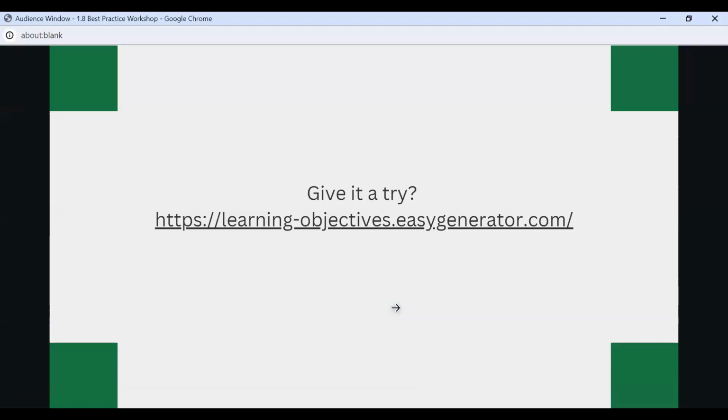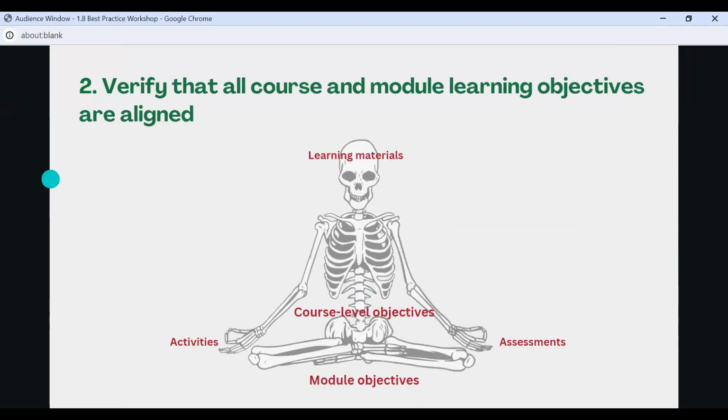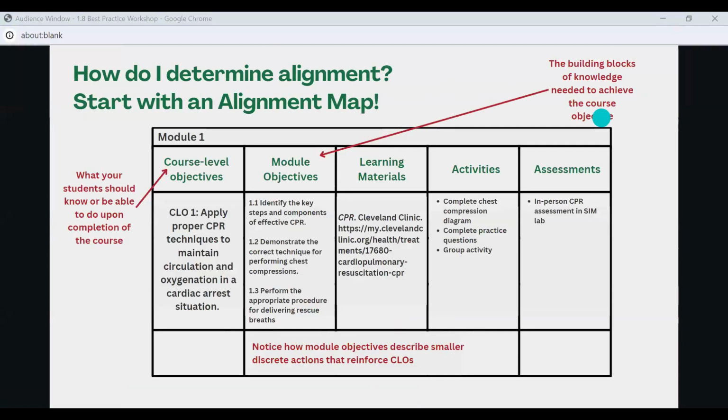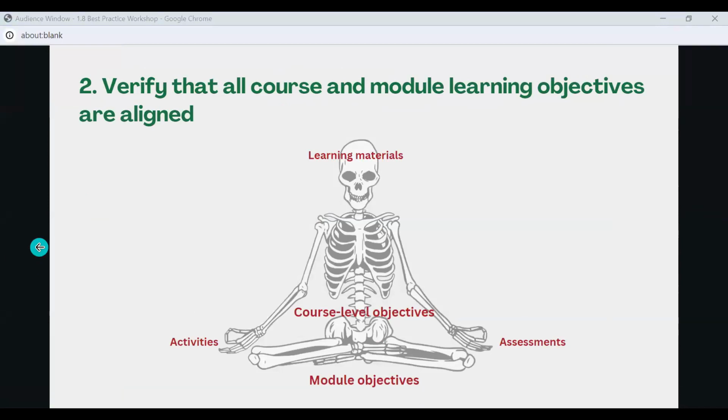I just wanted to introduce you guys to a kind of nifty tool that can support you. But most importantly, we're going to be really focusing on creating observable, measurable learning objectives. And the second thing you'll want to think about is verifying that all your course and module learning objectives are aligned. Because we're in health sciences here, I referenced the skeleton earlier. Here's my skeleton. It's not perfectly organized, but still it gives the idea of alignment really being integral to your course design and your overall course structure, right? And really informing everything you do to provide your students with a meaningful learning experience.